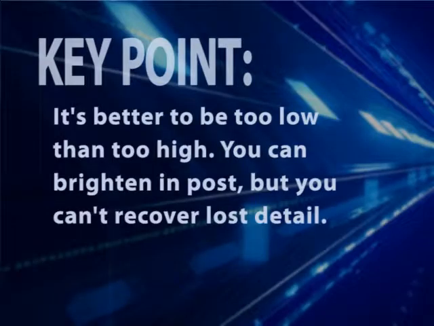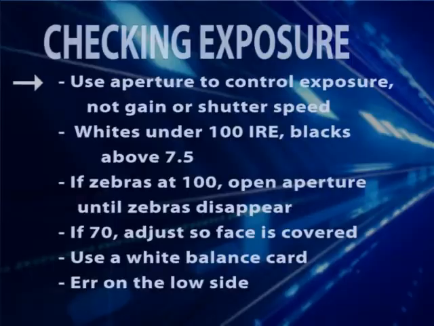Note that if your exposure is a bit low, you can always boost it during editing, which I describe how to do in a later chapter. If it's too bright, however, the detail is probably lost forever. Let's summarize. Though there are three controls that affect exposure, gain, shutter speed, and aperture, you'll probably want to set gain to 0, shutter speed to 60, and use aperture to correct your exposure.